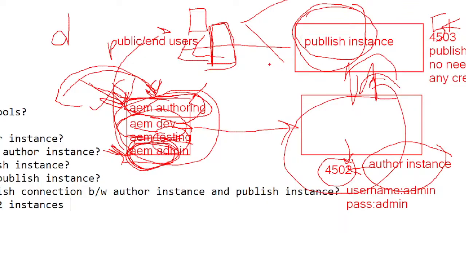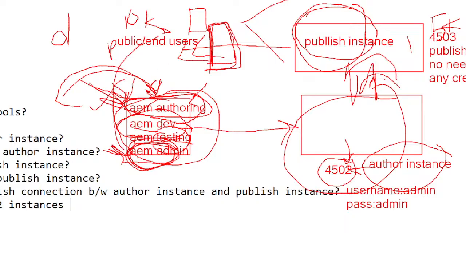So how can you overcome that? We will place multiple publish instances, and in between users and servers we will keep the dispatcher. The dispatcher will distribute the requests. For example, if the public sends 10,000 requests, the dispatcher will distribute 5,000 requests to publisher 1 and 5,000 requests to publisher 2. Like that, it can distribute the requests. I hope this is clear.